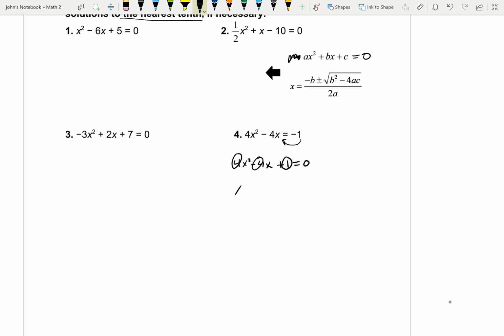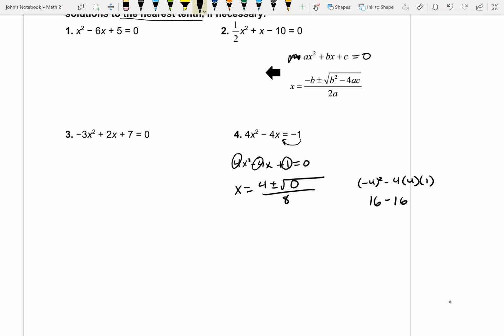I'm going to go x equals -b, so that's +4, plus or minus the square root of b squared. I'm going to wait on that, but 2 times a, 2 times 4, would be 8. So let's do the b squared. So it's -4 squared minus 4 times a times c. Well, that'd be 16 minus 4 times 4 times 1, which is also 16. 16 minus 16 is 0.